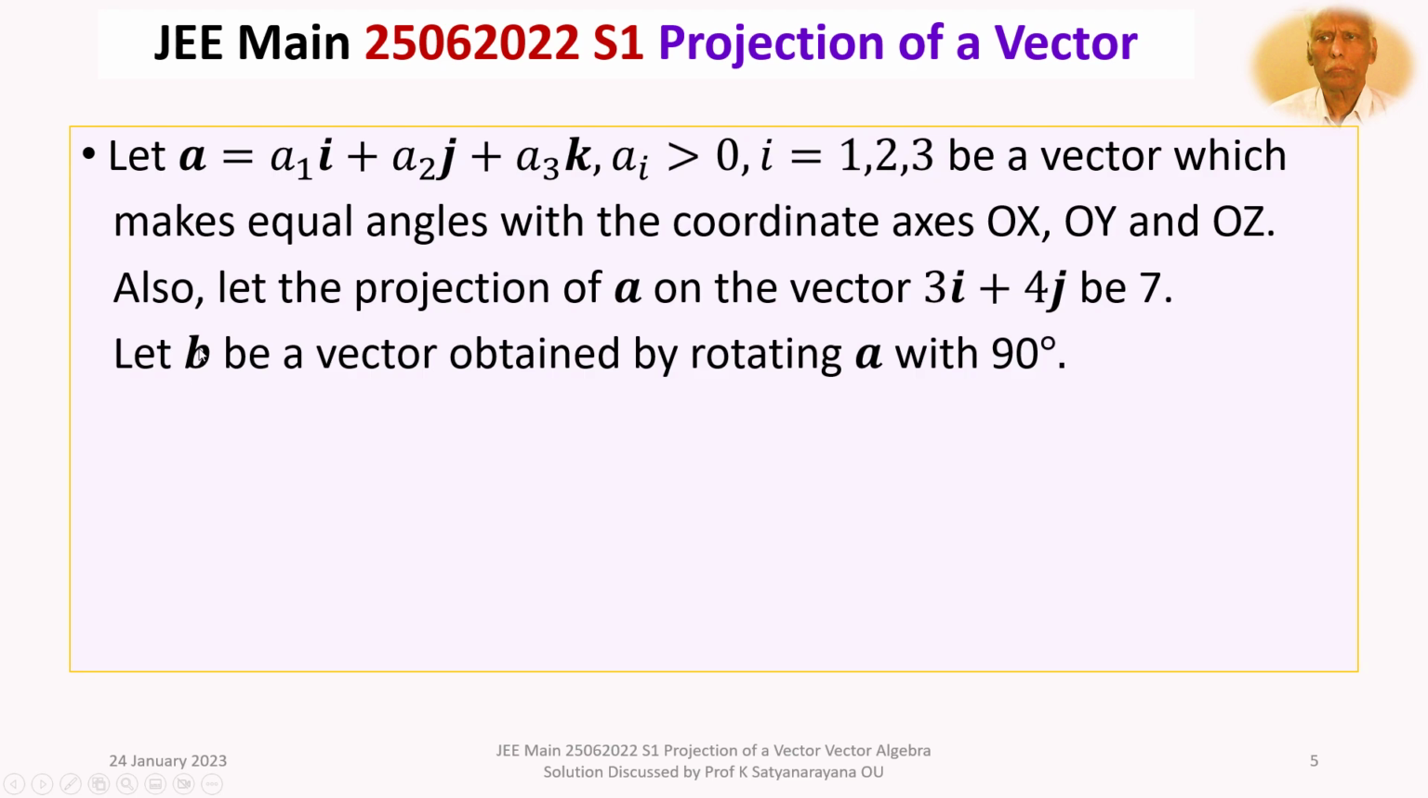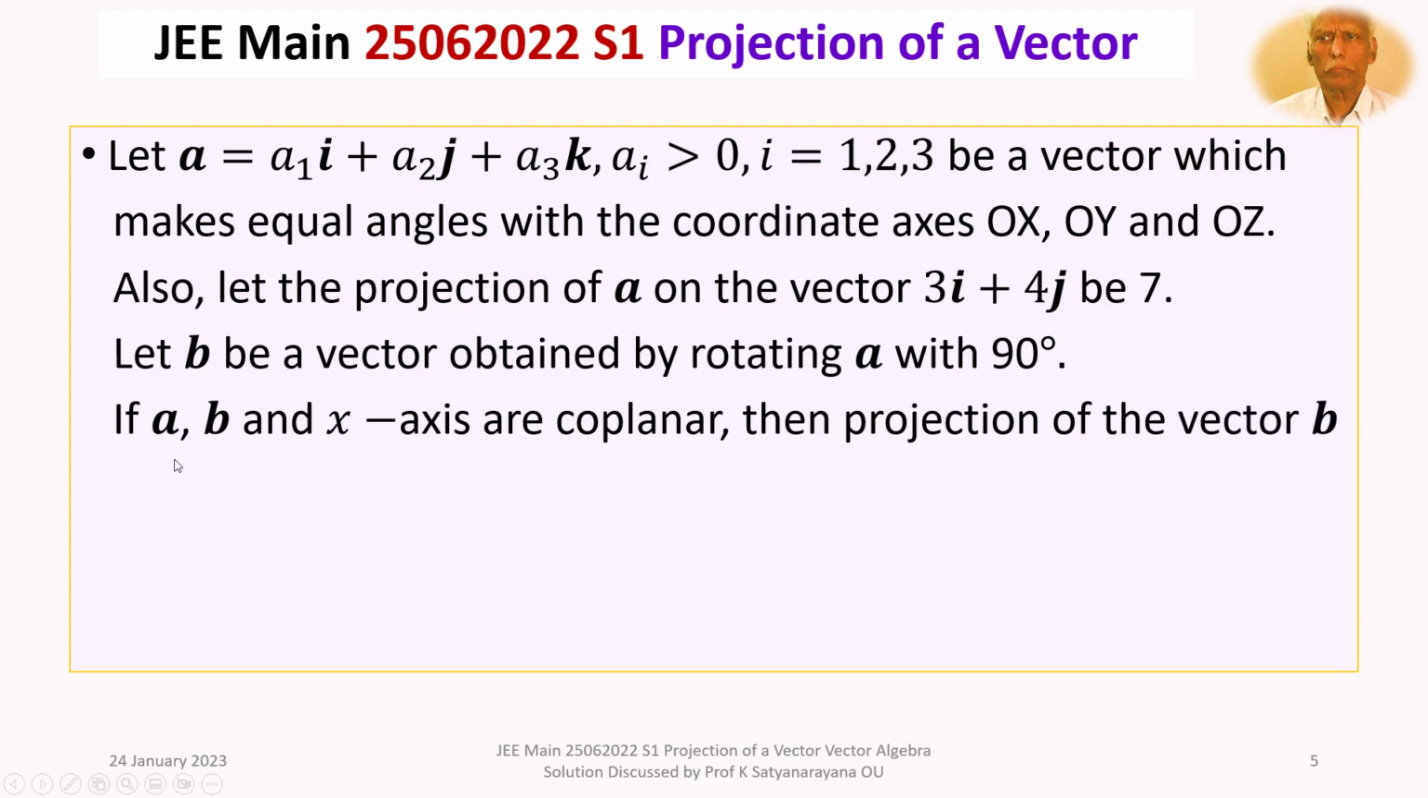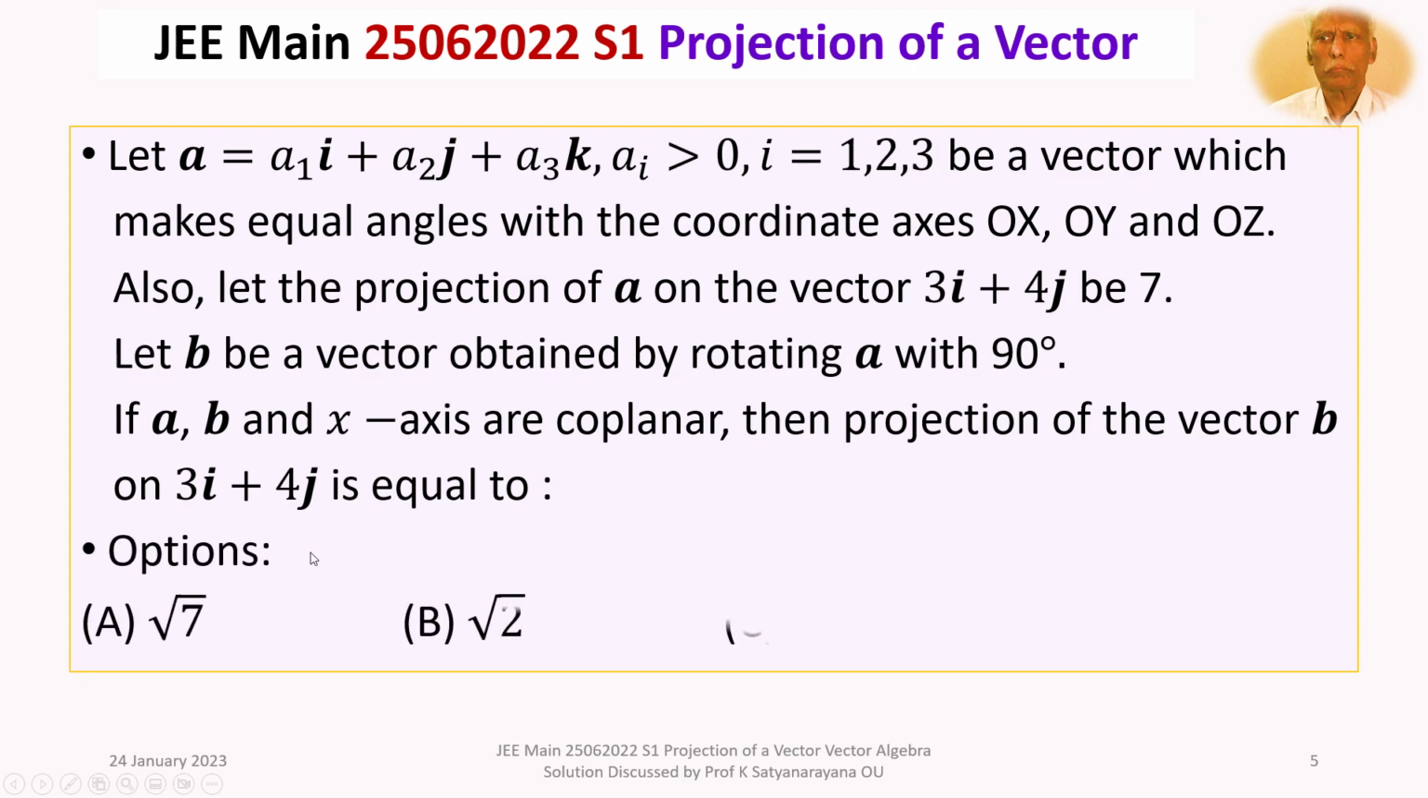Let the vector B be a vector obtained by rotating the vector A by 90 degrees. If vector A, vector B and x-axis are coplanar, then the projection of the vector B on 3i plus 4j is equal to, we are given 4 options. Option A, root 7; option B, root 2; option C, 2; option D, 7.